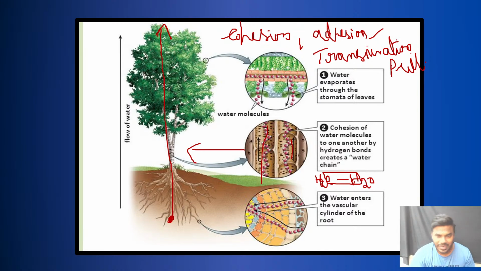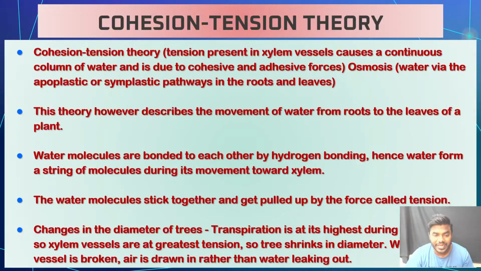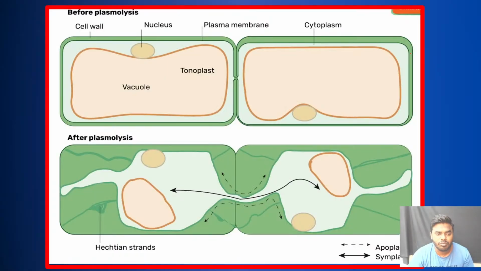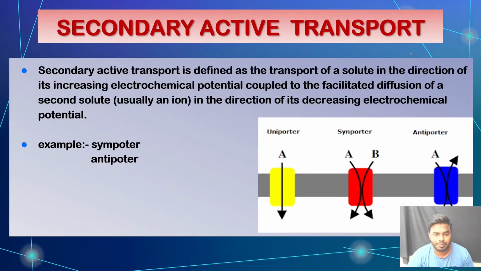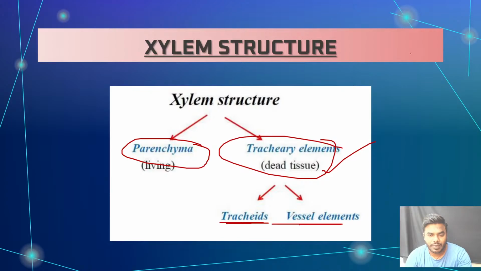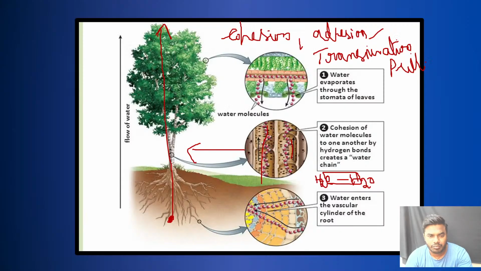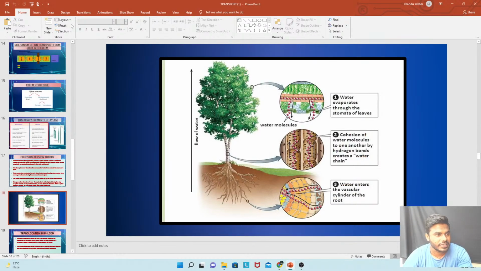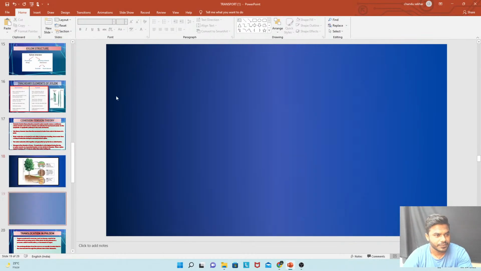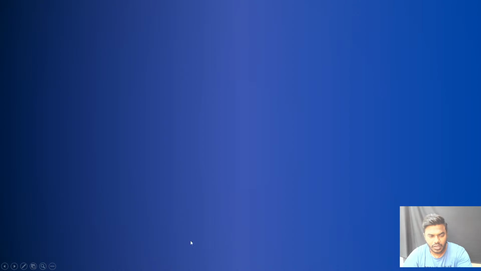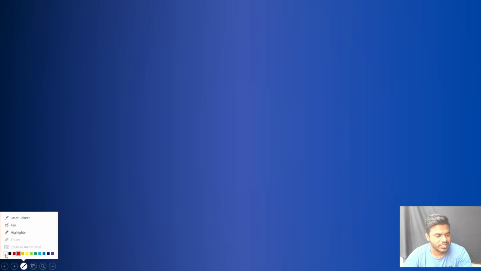See friends, when I use the word transpiration pull, you have to know it in depth, how exactly the movement takes place. I will explain elaborately how exactly the movement occurs. I want you to pay attention. I will explain this nicely. Just focus. Okay, all of you look into this. Just focus on whatever I am drawing.